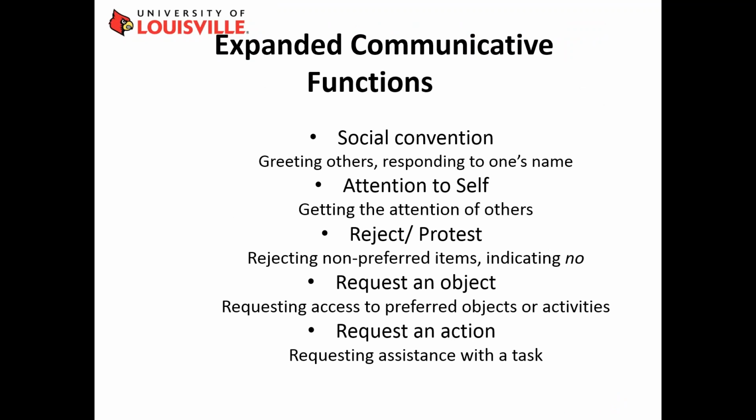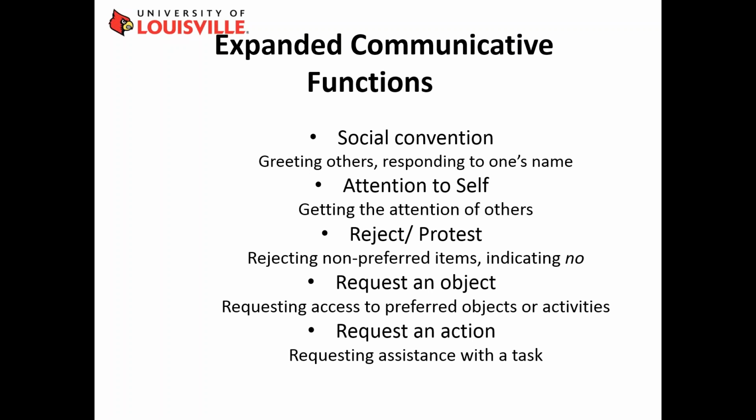A lot of times we are communicating for a social convention, so we're greeting others, we're responding to others' names. When we're thinking about that deficit area of individuals with autism, social communication is such a big deficit, so these are all things that we really want to teach them to communicate to others. Attention to self, getting the attention of others: teaching individuals with autism how to access attention, whether it's tapping on a shoulder, saying excuse me, or raising their hand, but teaching them how to get attention.